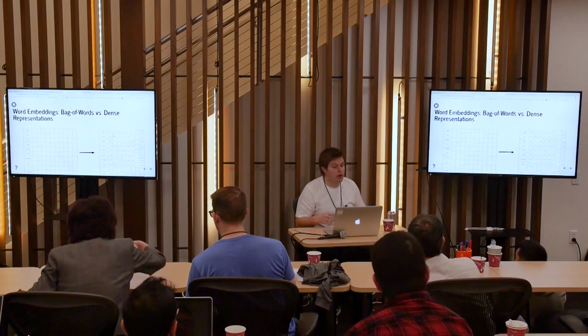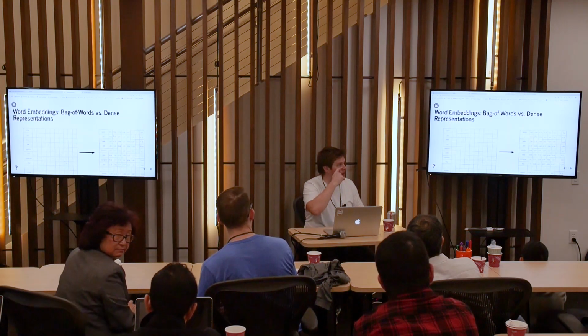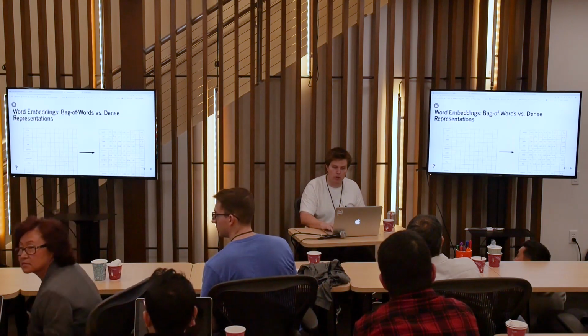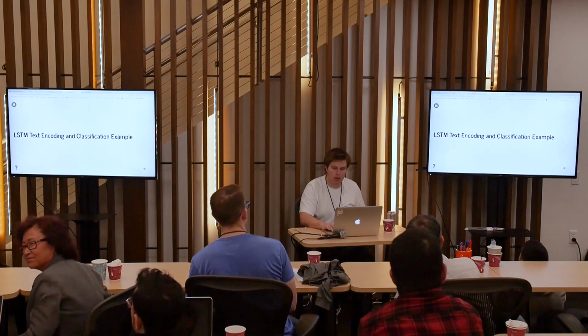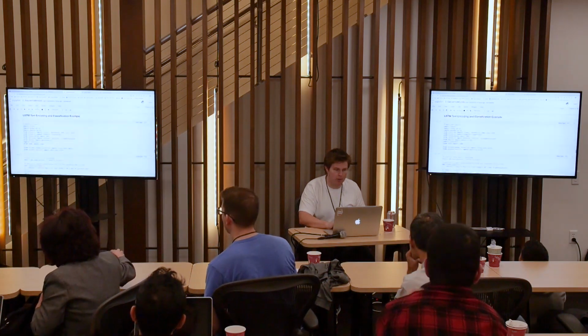So we are going to feed in words, and each one of these words is going to have a vector of weights associated with it, and we're just going to let our model learn what those weights are. So let's jump into our LSTM text encoding example.